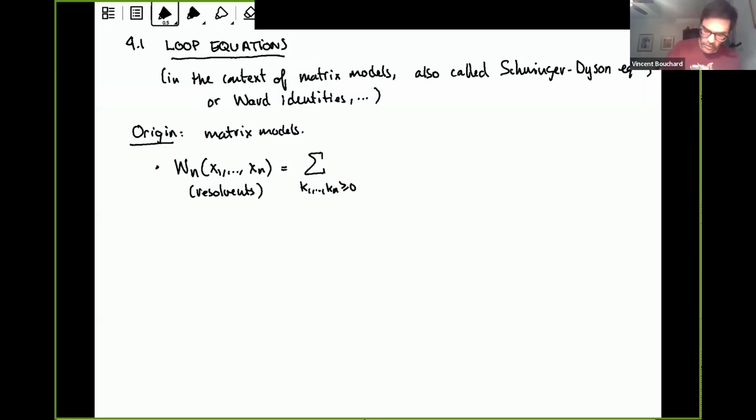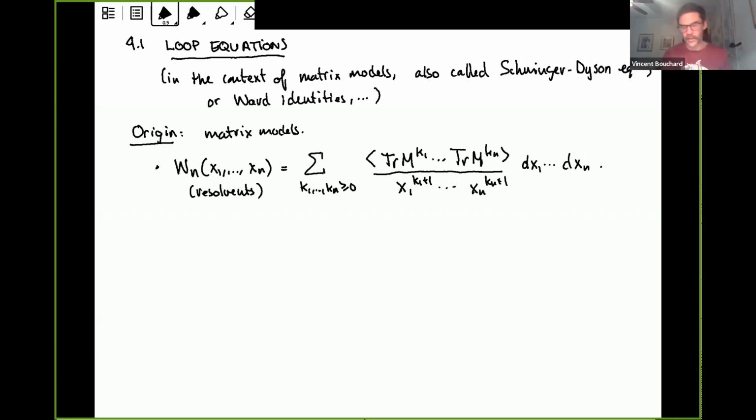So you would be summing over things that look like this, with some x variables here. Now, usually in matrix models, these are just series, but we will upgrade them to symmetric differentials, because that's what we want to get topological recursion.